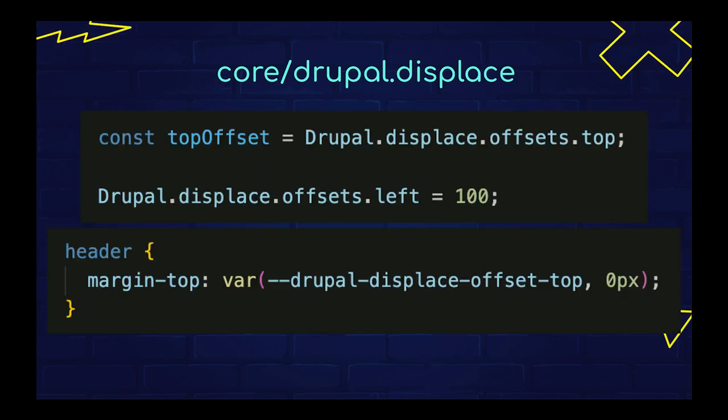The way this one works, you can retrieve an offset by just calling drupal.displace.offset.top. And it's written very cleverly, so that's actually a getter method, and it will just return the value to you. And it's also a setter method, so if you set it as drupal.displace.offsets.left equals 100, it will store that value and update everything it needs to. And then in your CSS, you can call that variable. And I would generally say always use a fallback, like 0 pixels here, so that you actually have a value there in case that variable isn't set.